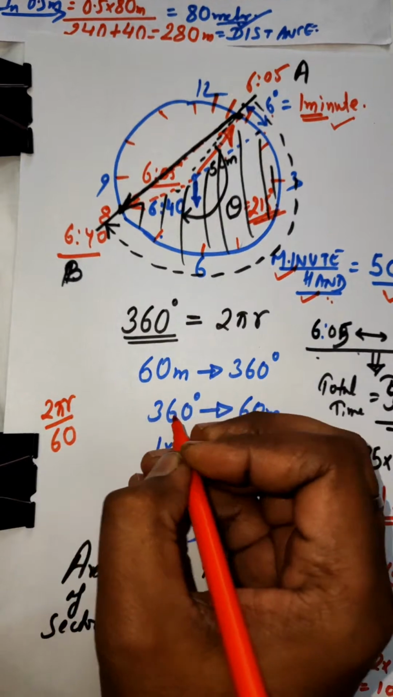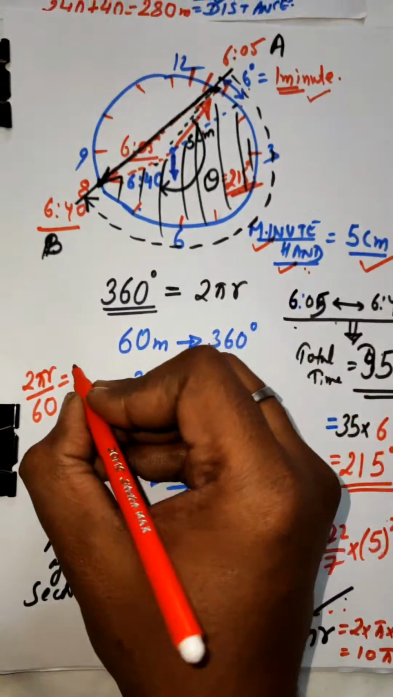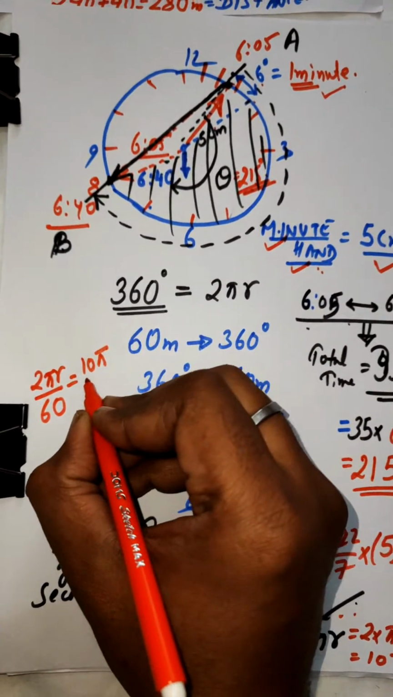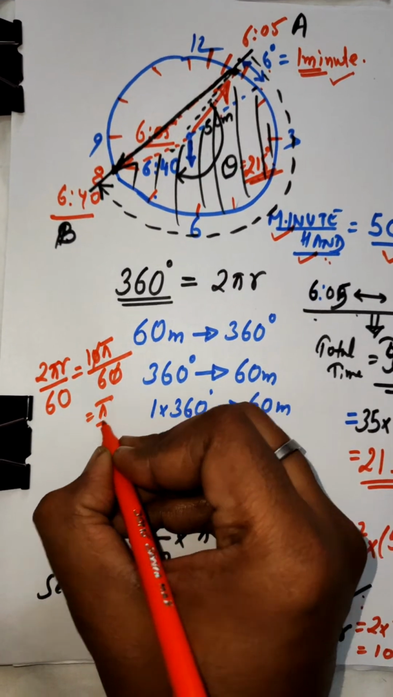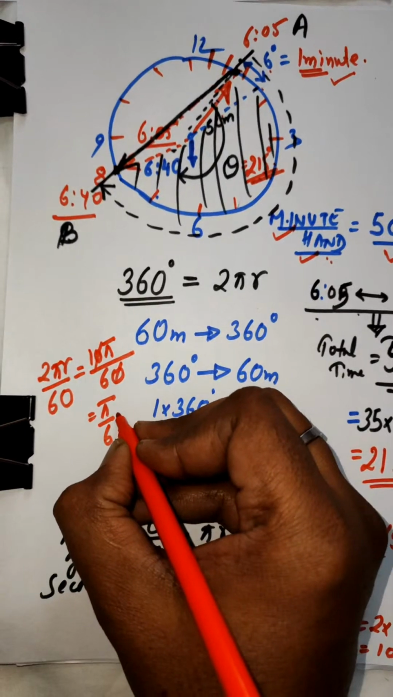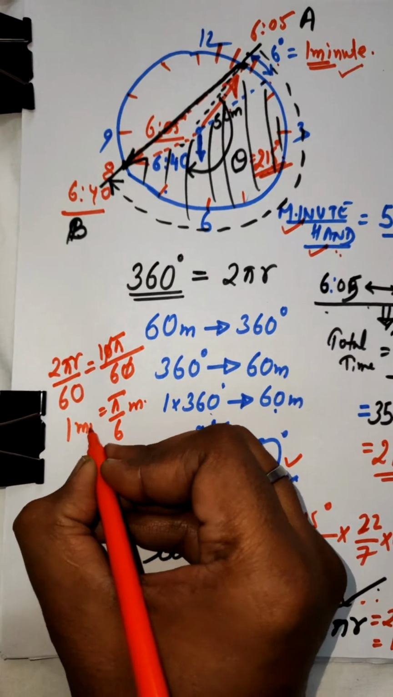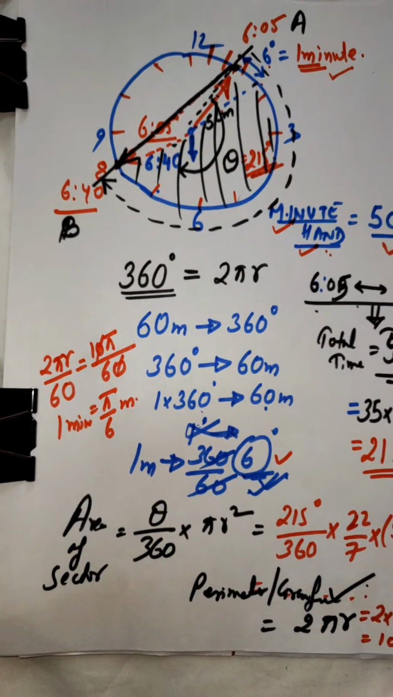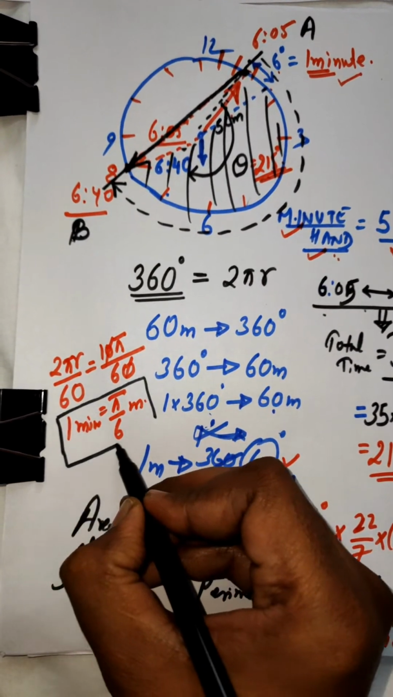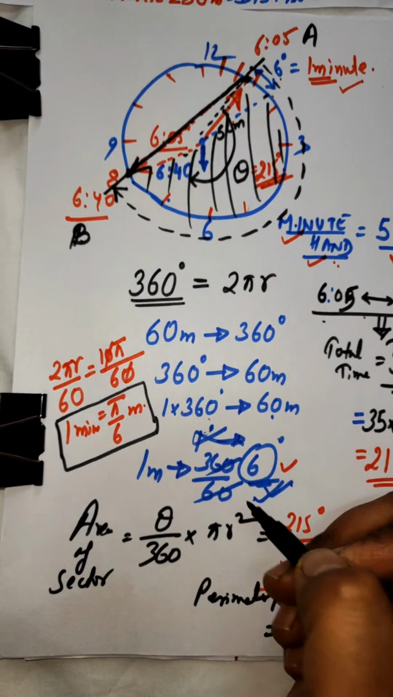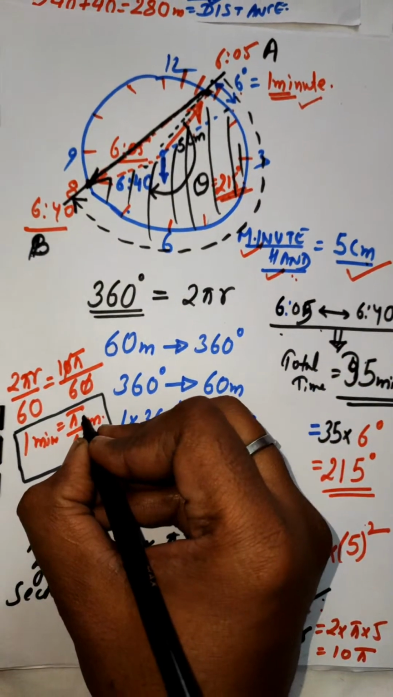equal parts. So the circumference is 2 pi r, which we have calculated as 10 pi. So 10 pi is the total circumference divided by 60. Just cancel out. So pi by 6 is the distance. Let's say pi by 6 is the distance covered in 1 minute. No, it's centimeter. So this will be centimeter, right?